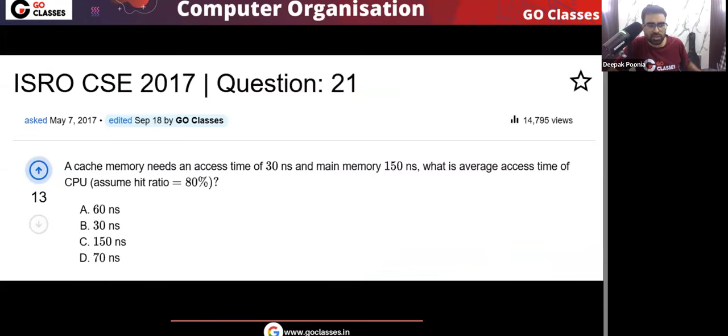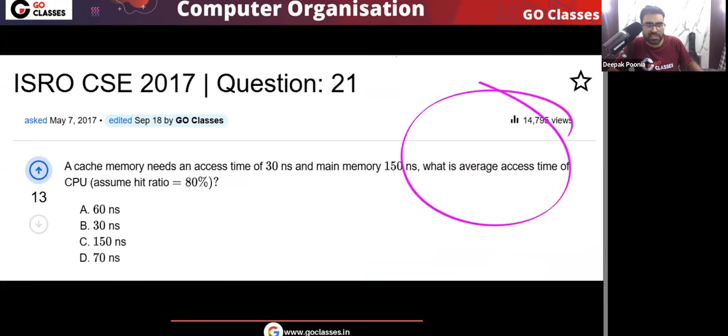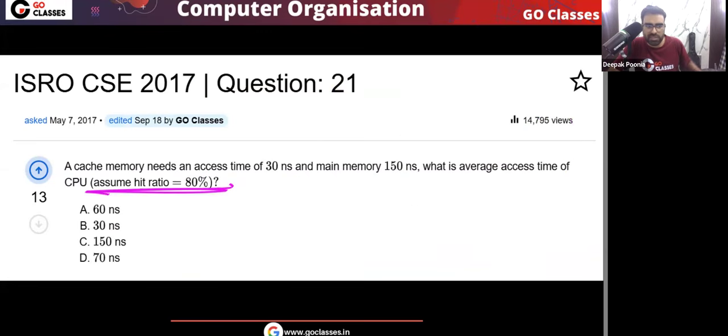Let's solve ISRO CSE 2017 question. A cache memory needs an access time of 30 nanosecond. This is the cache memory access time. Main memory access time, that is 150 nanosecond. What is the average access time of CPU? From CPU point of view, what is the average access time if the cache memory hit ratio, that is 80%? This is a very simple question.